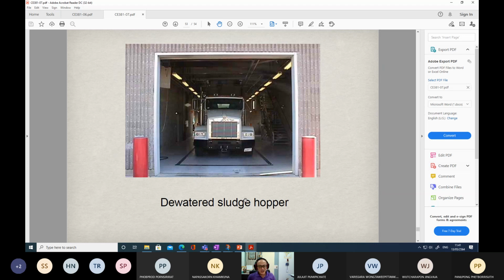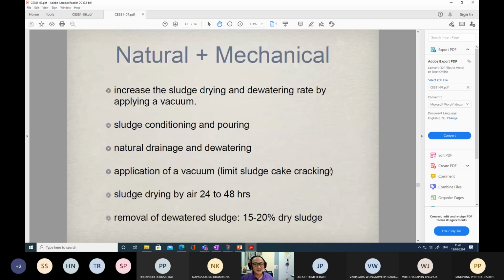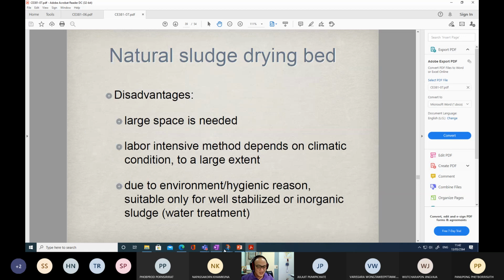Here there is not much calculation. That is why we don't have to spend much time talking about that. Mostly it's about the equipment. You have to select it. So this chapter just introduced how we can handle the sludge generated from the wastewater treatments.